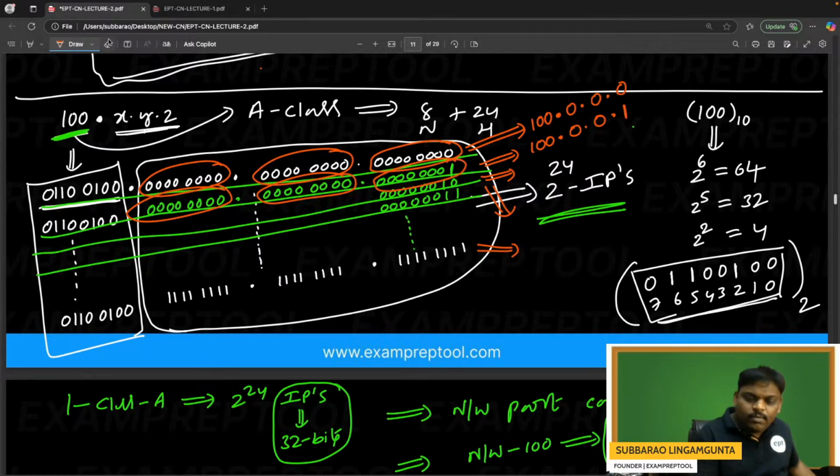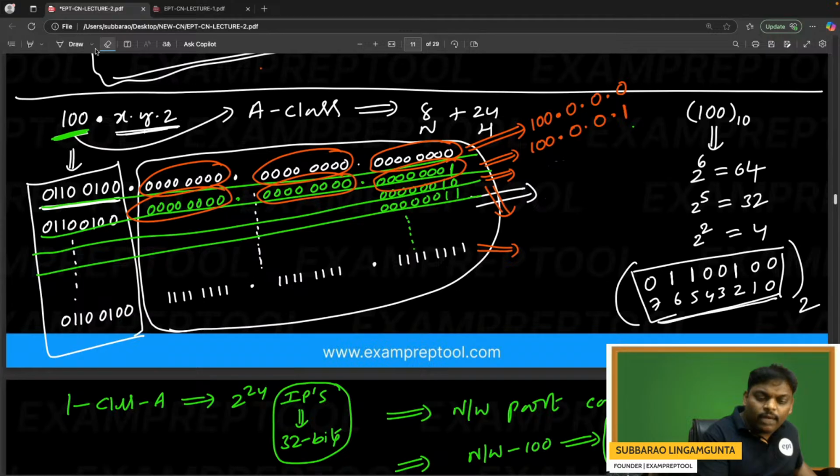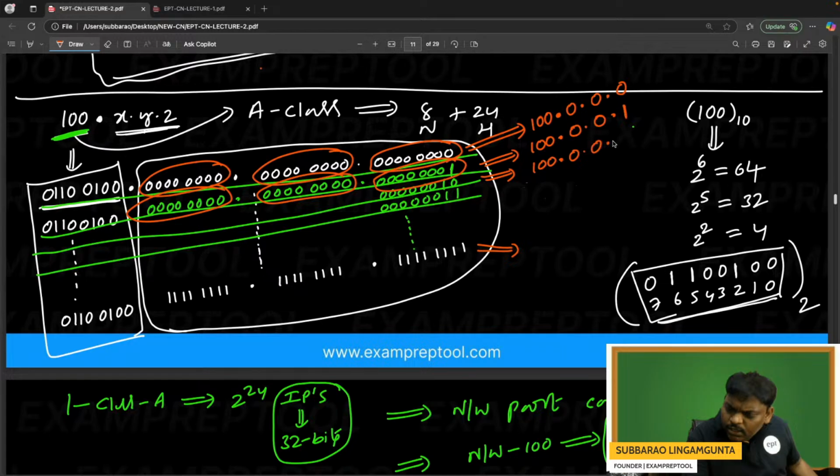In a similar way, remember, 2 power 24 IPs are there. I am writing them one by one. See this one, the network part is 100, then 0, 0. The next number is 2. Then this one is 100.0.0.3.